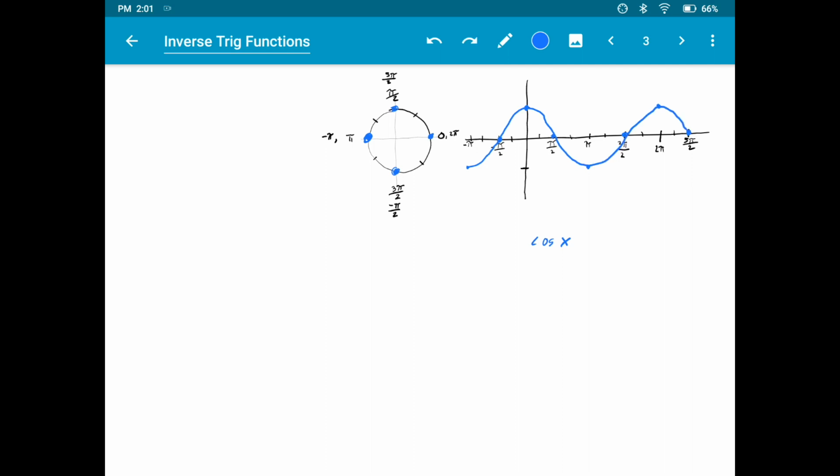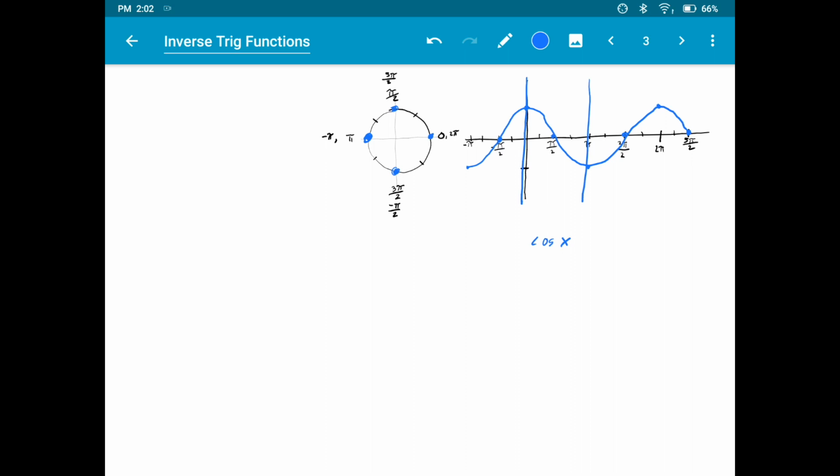For this, if I were to restrict myself with the same restriction from negative pi over 2 to pi over 2, I would have one output that has two different inputs and nothing in the negative range. So we need a different restriction. We would like to still include 0, so instead of restricting from negative pi over 2 to pi over 2, we're going to restrict from 0 to pi. This covers the entire range, negative 1 to 1, and includes 0 and gives me just a single domain restriction.